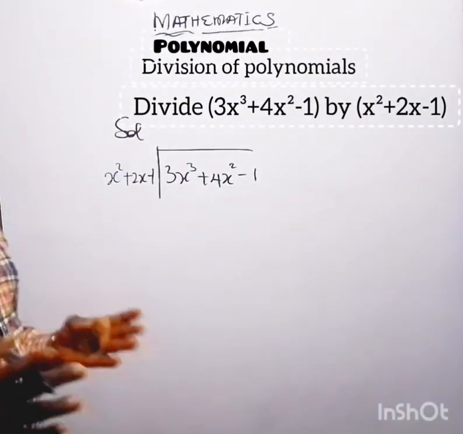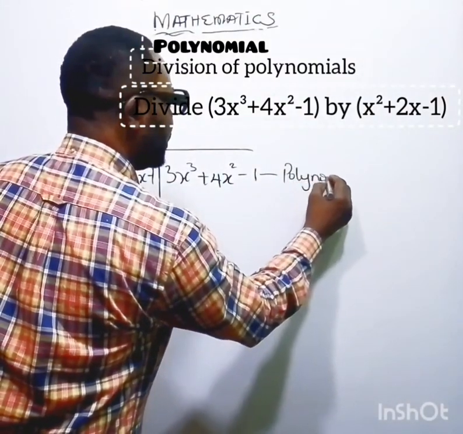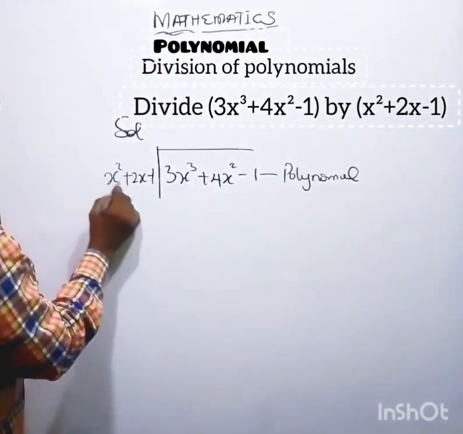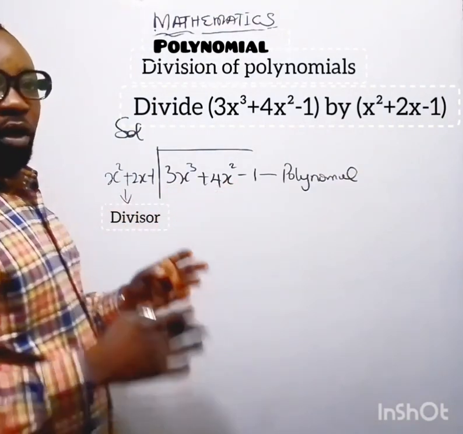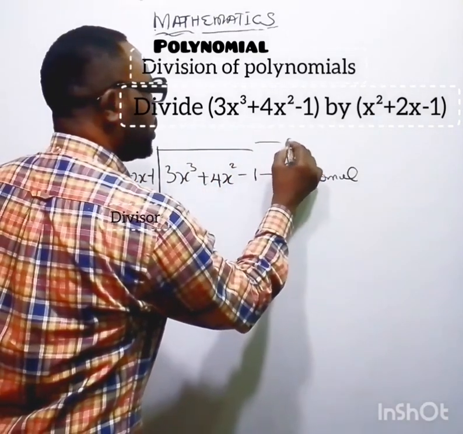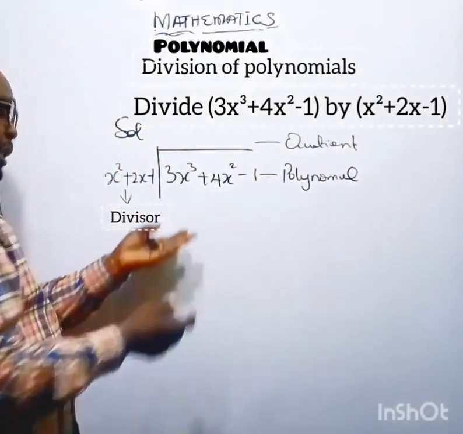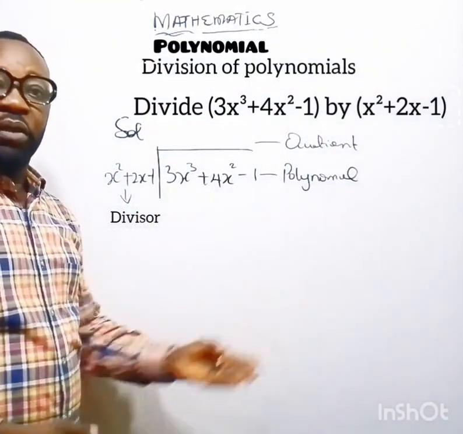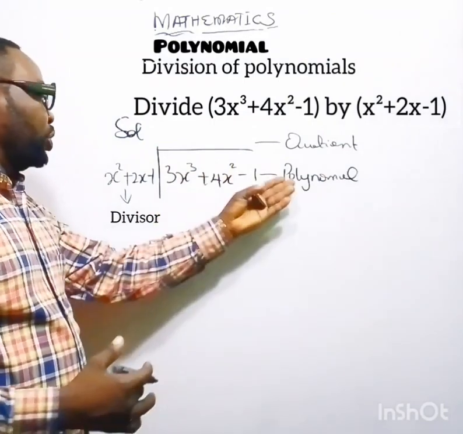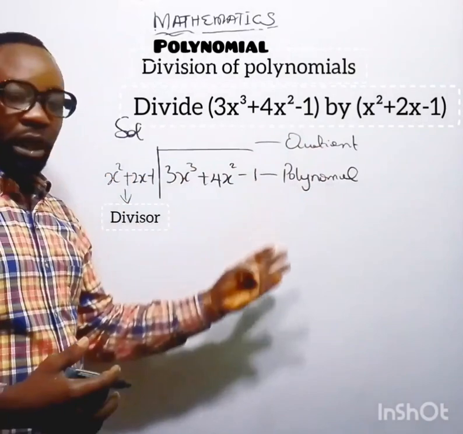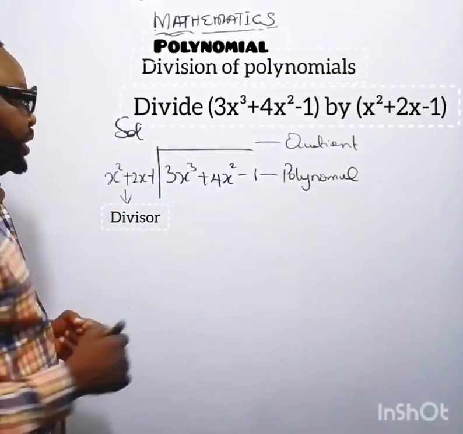Now, how do we go about it? Don't forget, I have told you that this is a polynomial. This is our divisor. Now, we are going to be provided with our quotient. That is the answer we're going to get here. Then we also get our remainder. And I will eventually show you the relationship between polynomial, divisor, quotient, and the remainder, which I have earlier shown you. So let's start with the division of this right now.